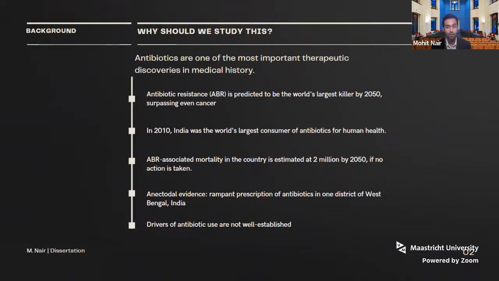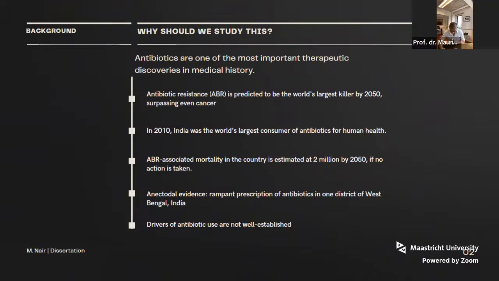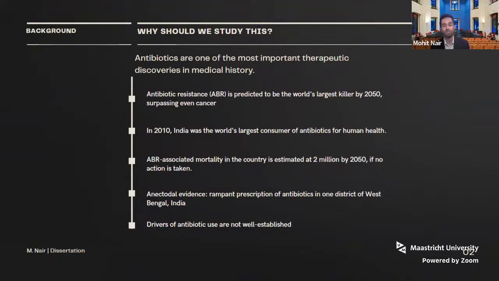At the same time, the WHO warns that antibiotic resistance is accelerating and rising to unprecedented levels around the world due to overuse in humans, animals, and the environment, creating conditions where minor injuries that were once treatable might once again be deadly. And in fact, antibiotic resistance is predicted to be the world's largest killer by 2050, surpassing even cancer. And low and middle income countries like India see rampant prescriptions of antibiotics, hence the focus on India in this case.